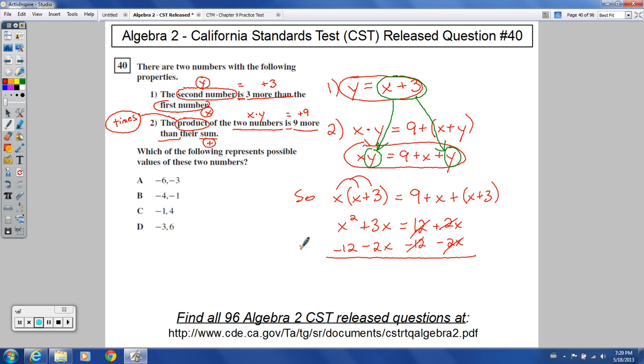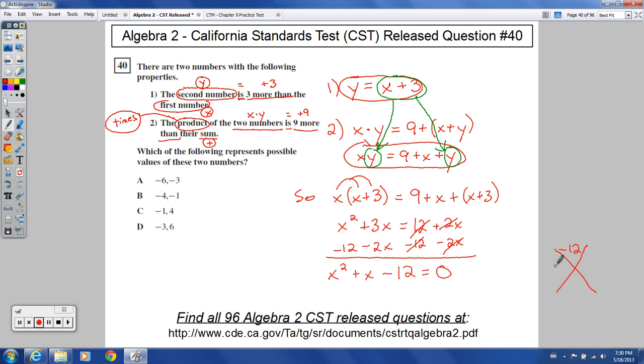And why I'm doing that is because I want to get one side equal to 0. So I'll have x squared plus x minus 12 equals 0. Now you could use the quadratic formula here to solve for x, but it's not really necessary because we can just factor this out. This one's factorable.